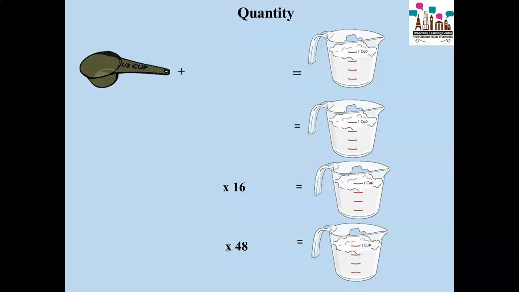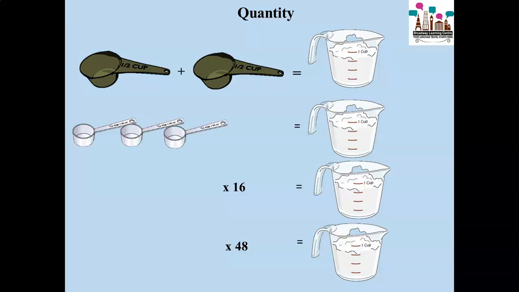So the first one is half cup. Half cup and half cup will make a cup, right? And a quarter cup, four times, makes equal to a cup. And if we talk about a tablespoon, 16 tablespoons is equal to a cup. 48 teaspoons is equal to a cup.